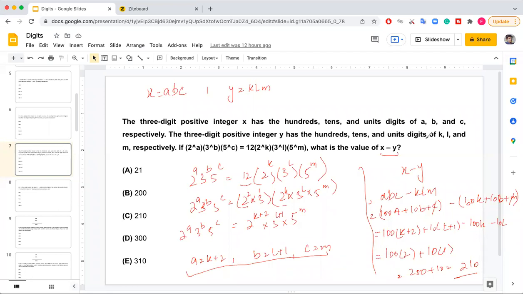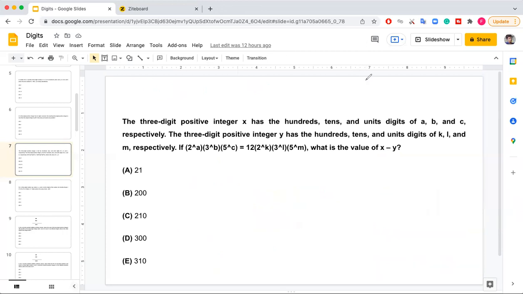Is this clear now? Or is there still any confusion in this? If no, then I'll proceed forward. No confusion in this. Okay.